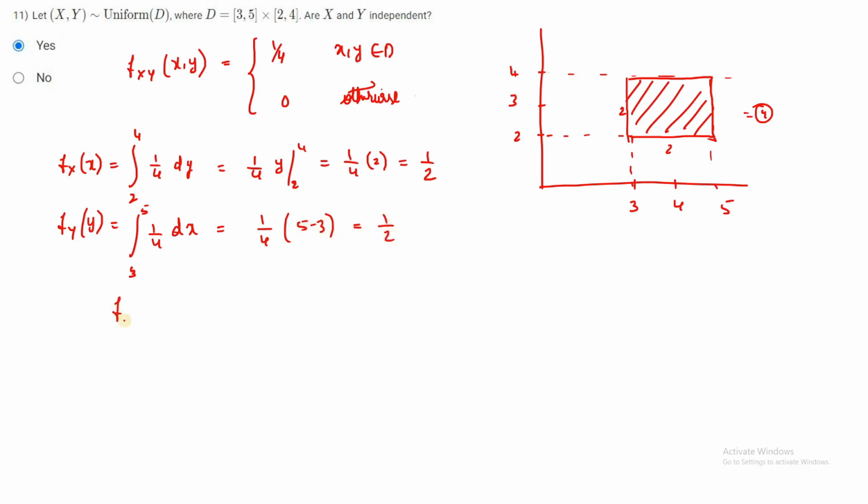So what about fx into fy? fx of x into fy of y is equal to 1 by 2 into 1 by 2, that is nothing but 1 by 4, and that is again equal to fxy of x comma y. So therefore we can say that these two random variables are independent. Okay, next question.